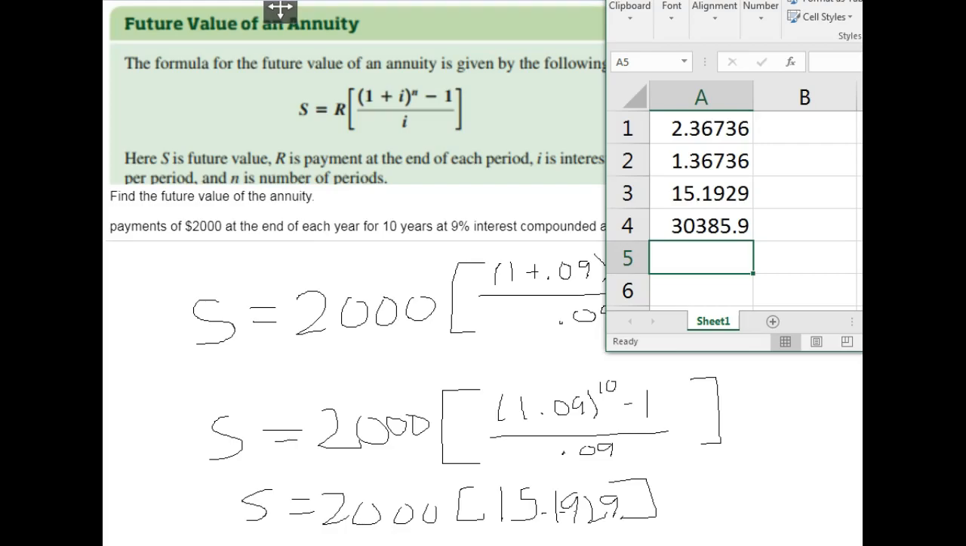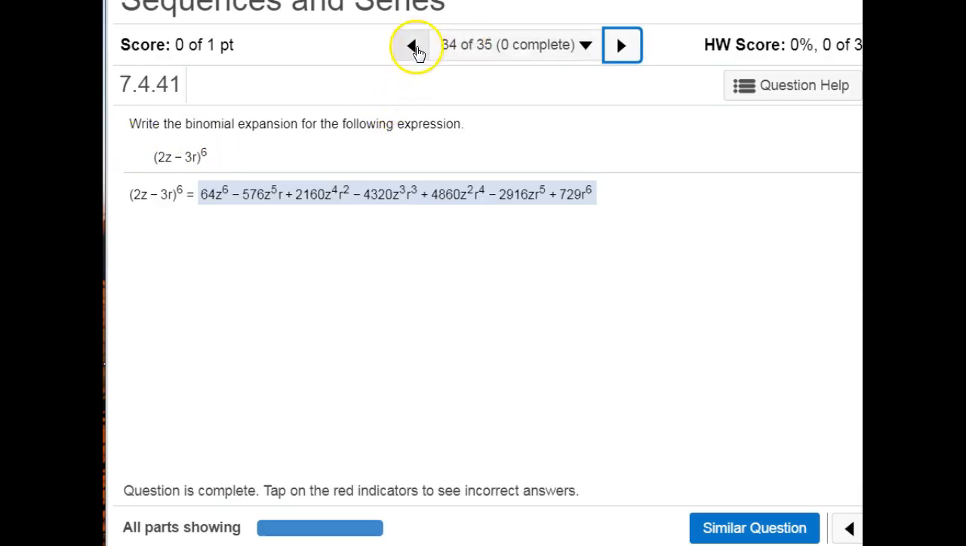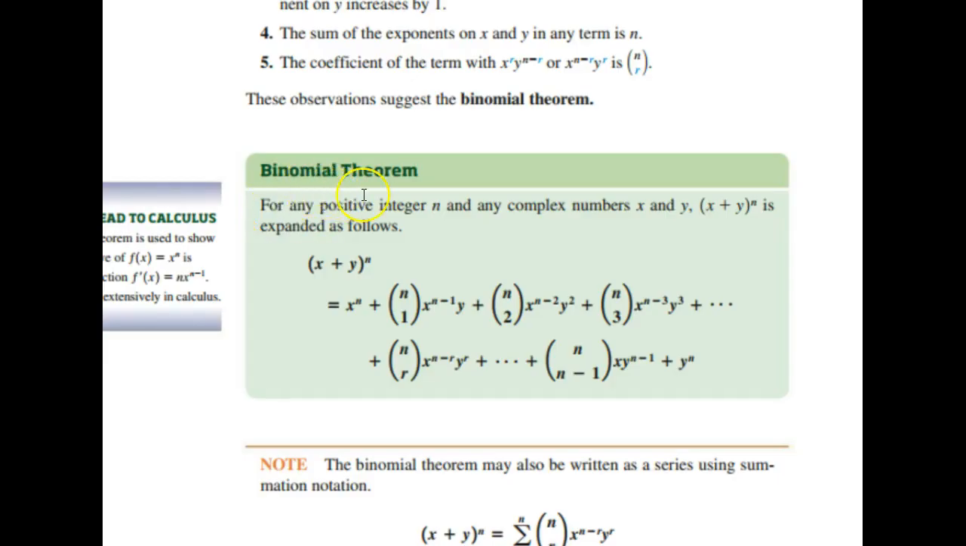That's our solution. The final problem I want to walk through in this video is from 7.4, using the binomial theorem to write an expansion out of a binomial like this. I have another video that covers the binomial theorem in more detail, so I'm going to work through this one a little bit quicker. But we're going to pull that theorem up from 7.4. And here it is.